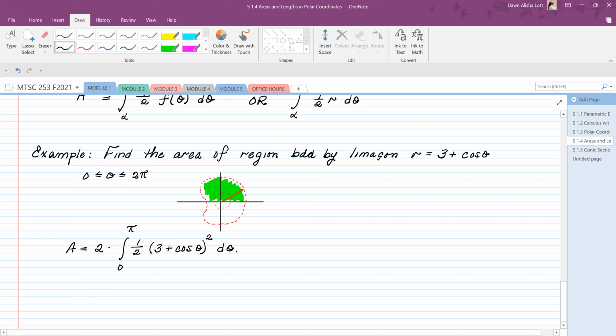Oh, I'm missing a 2. 3 plus 2 cosine theta. There's a 2 in here. This is 3 plus 2 cosine theta. And there's a 2 in here. Okay, so we're going to stop there.